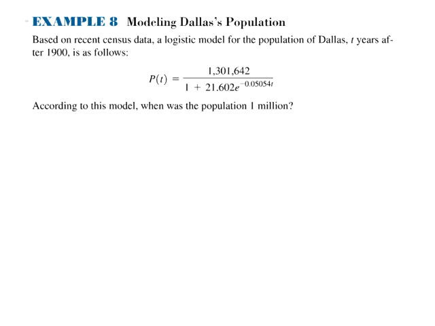All right, so example 8 here has a logistic growth model that represents the population of Dallas T years after 1900. According to this model, when was the population 1 million? We don't have the skills needed yet to solve this algebraically. You might if you remember all of the rules from Algebra 2, but I feel fairly certain that most of you don't remember all the skills needed to solve for t in this equation. So what's another route we can use?